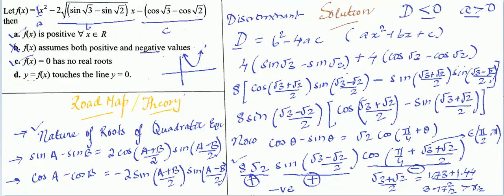And obviously if this is correct, this cannot be correct, because if it touches the line y equal to 0, that is nothing but the x axis, then it must have two coincident real roots, which is not happening in this case. And hence in this problem option A and C are correct.